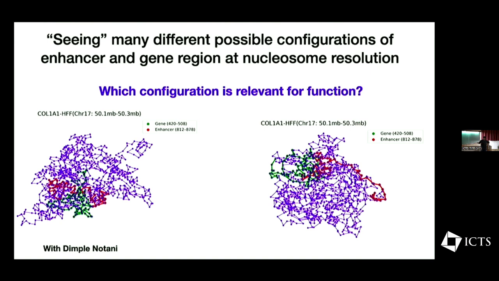These are two different configurations of the same polymer, of the same gene segment, Col1A1, in HFF cells. In these two cells, the enhancers and promoters have different configurations. Here they are kind of clustered, while here the enhancer is quite extended. These are just two example configurations. We have a large number of configurations, and we can measure the distance between enhancers and promoters. And we can ask which configuration is relevant for function. We are discussing this and doing this in collaboration with Dimple from NCBS to understand how to make sense of gene expression and connect it with chromatin organization in these cells.